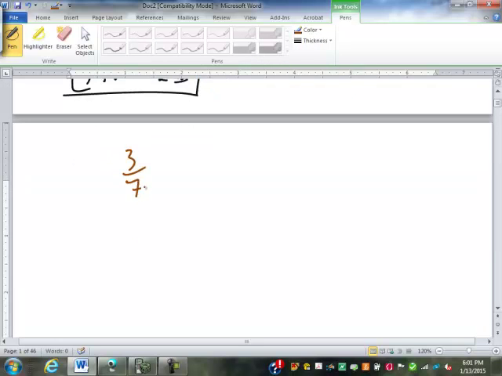Everybody's favorite type of number, fractions. Little review. Top part is called the numerator. Bottom is called denominator.